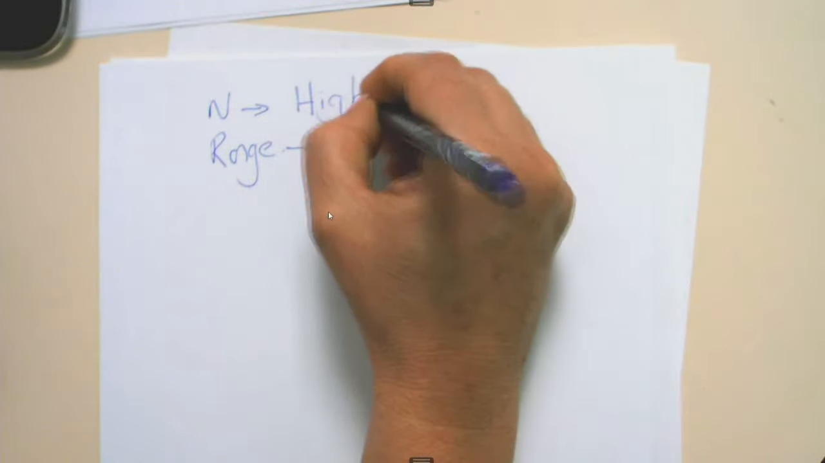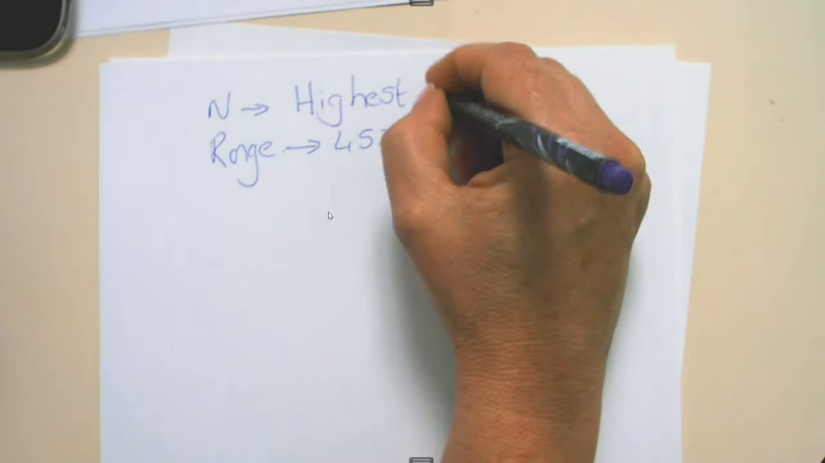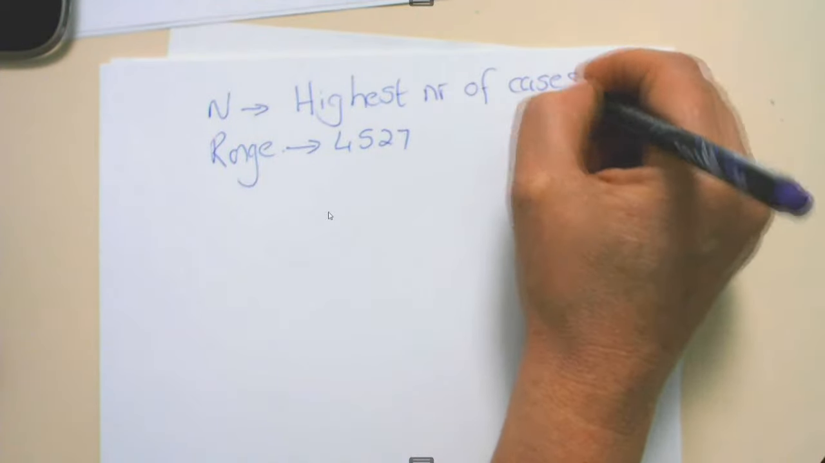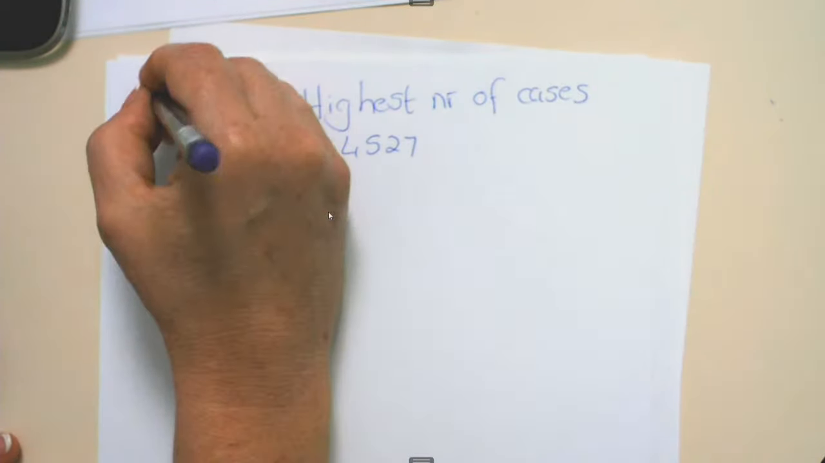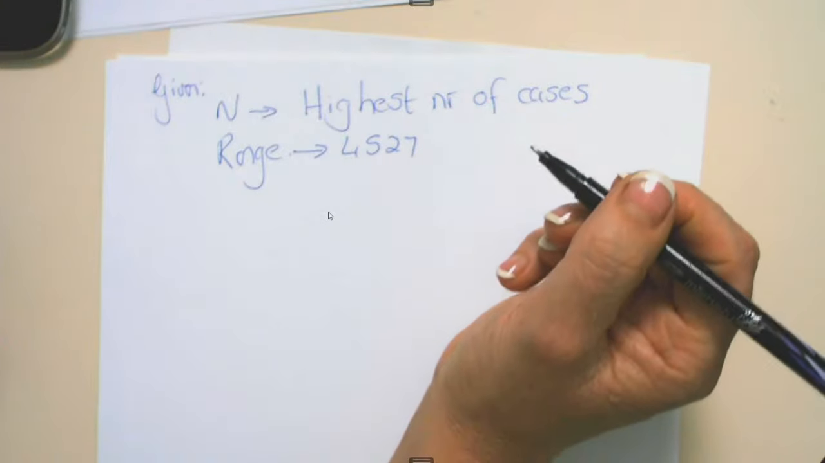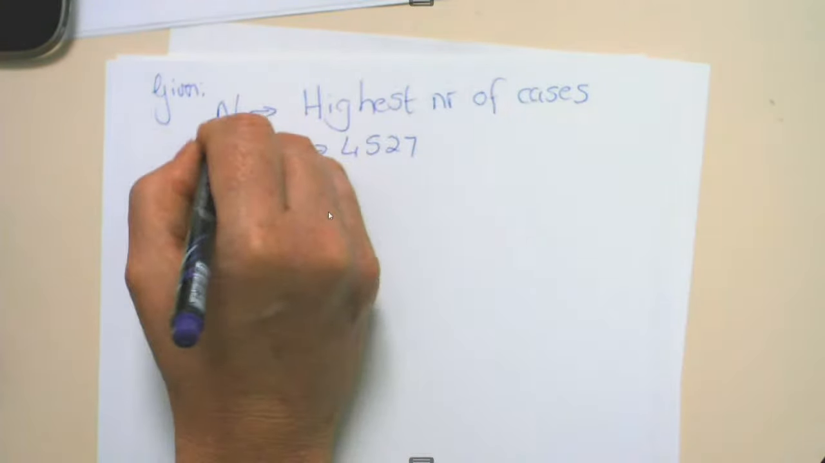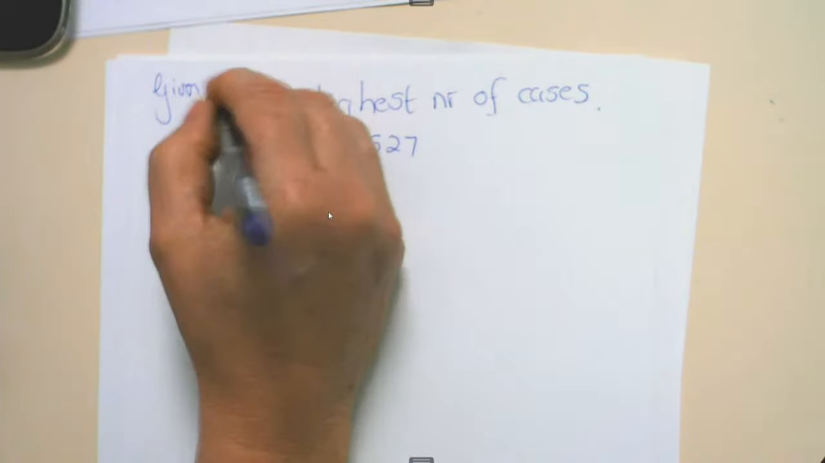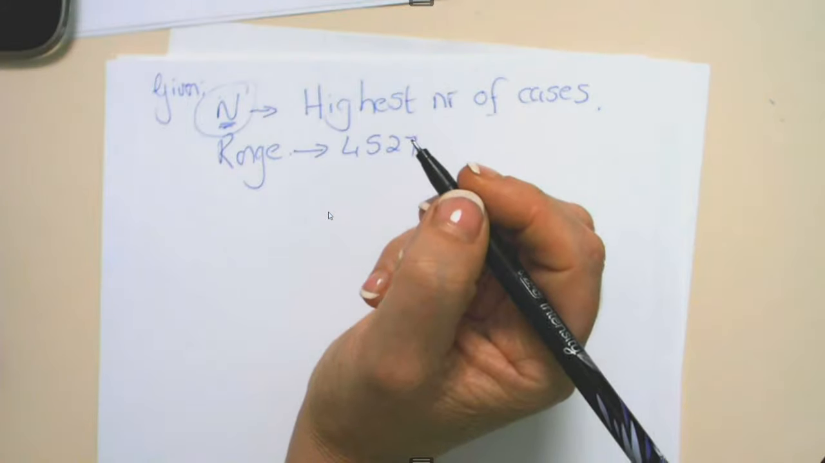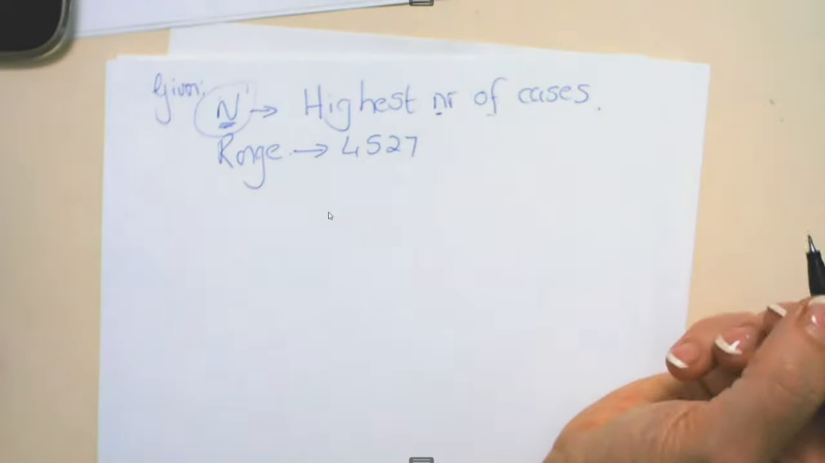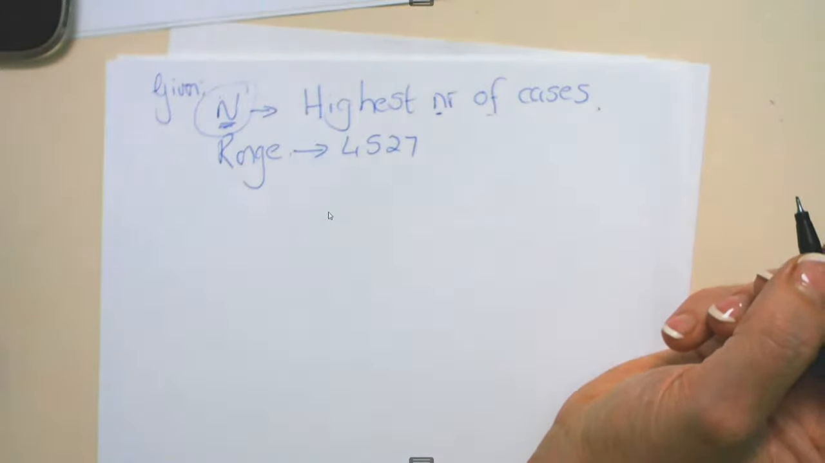Now what I like to do, especially in paper 2, is I like to write what is given to me. What is given to me? It is given in that question that N is the highest number of cases. Obviously, they use an N because it is not known. And I believe they use an N because of that number of cases.